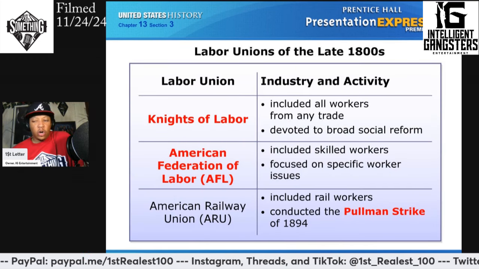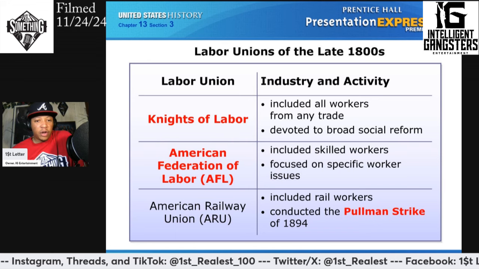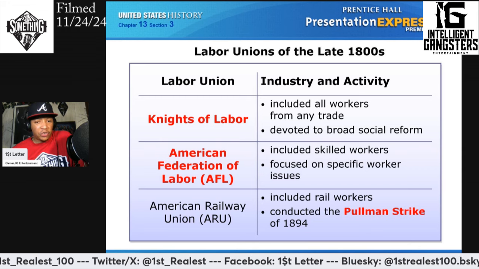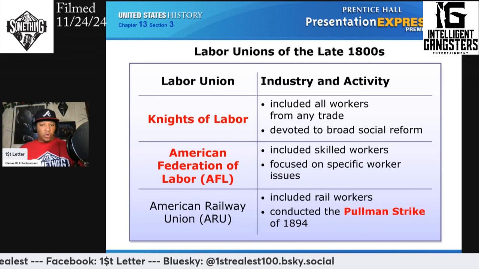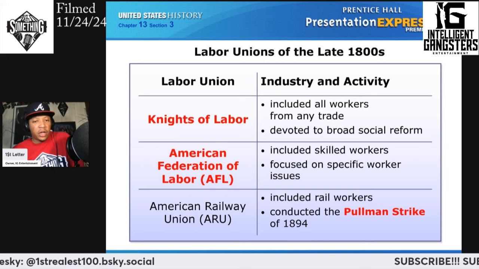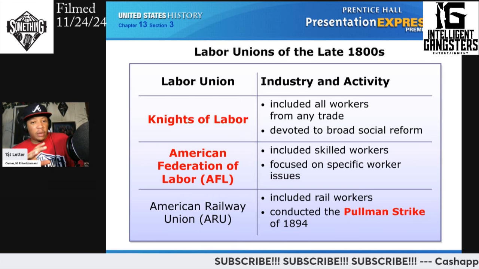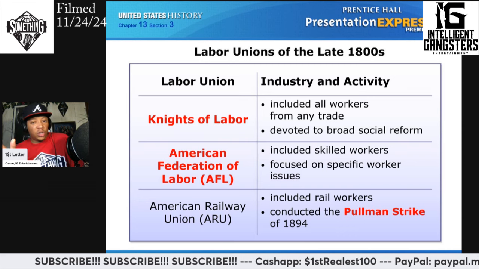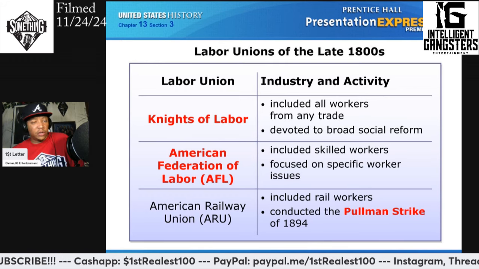All right, so these are some of the notable labor unions of the late 1800s. Okay. First of all, we got the Knights of Labor. It included all workers from any trade, and it was devoted to broad social reform. Okay. The American Federation of Labor, also known as the AFL, it included skilled workers. Okay, so you see, Knights of Labor included all workers, skilled or unskilled. AFL only included skilled workers and focused on specific worker issues. So let's look at the difference between skilled and unskilled.